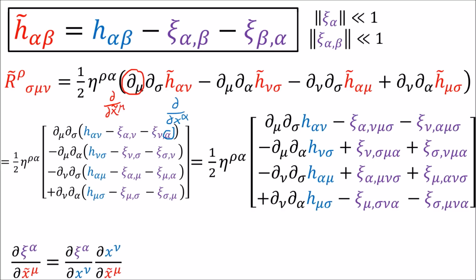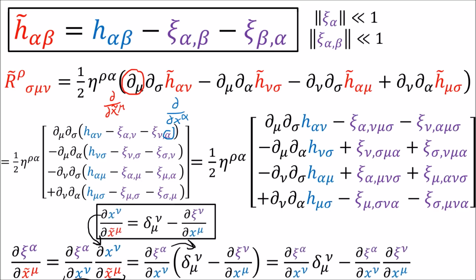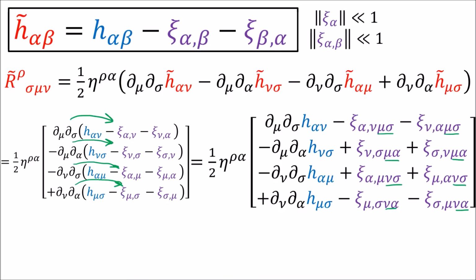If we expand partial xi by partial x tilde using multivariable chain rule, then sub in our formula for partial x by partial x tilde, this product of small derivatives goes to 0. So because xi derivatives are small, partial xi by partial x tilde is the same as partial xi by partial x. And the same can be said for derivatives of h since those are small as well.